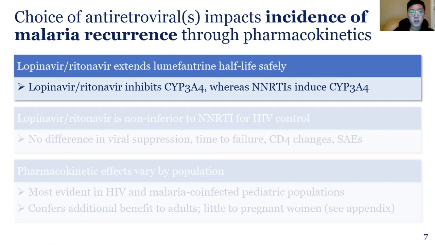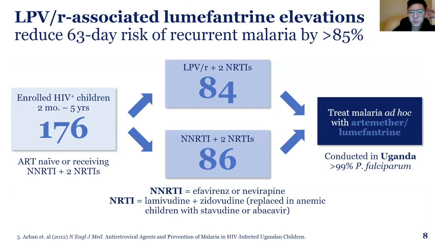Great, so jumping straight into the first point, which is related to the pharmacokinetics and elimination of lumefantrine. In this study, they show that lopinavir-ritonavir associated elevation in lumefantrine exposure reduces the risk of recurrent malaria. So not the initial incidence of malaria, but the risk of having a recurrent episode of malaria. They had some HIV positive children between the ages of 2 months and 5 years, and they randomized them into two groups.